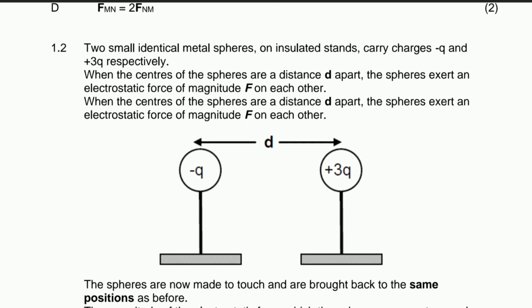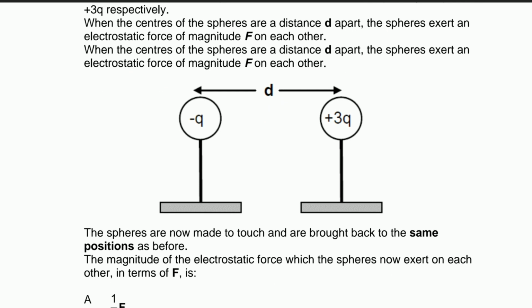Question 1.2. Two small identical metal spheres on isolated stands carry charges of minus Q and positive 3Q respectively, as you can see here in the picture. When the centers of the spheres are a distance d apart, the spheres exert an electrostatic force of magnitude F.